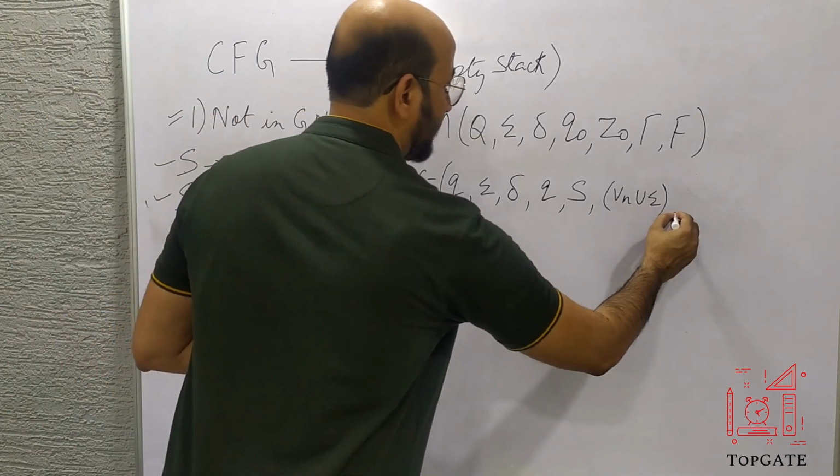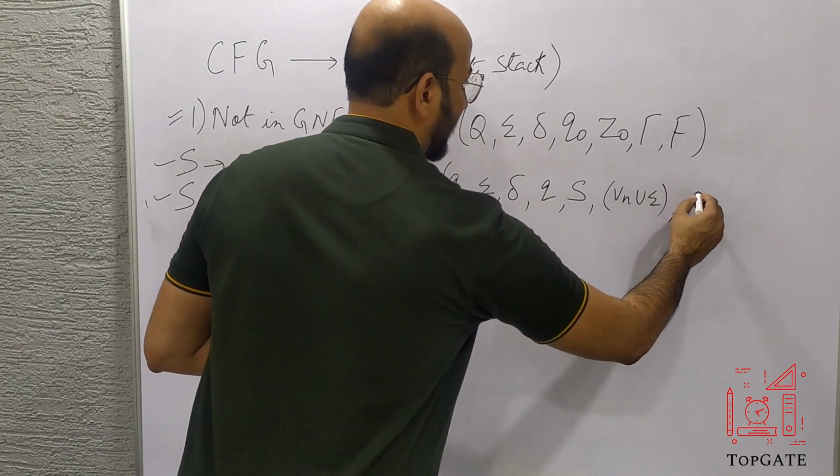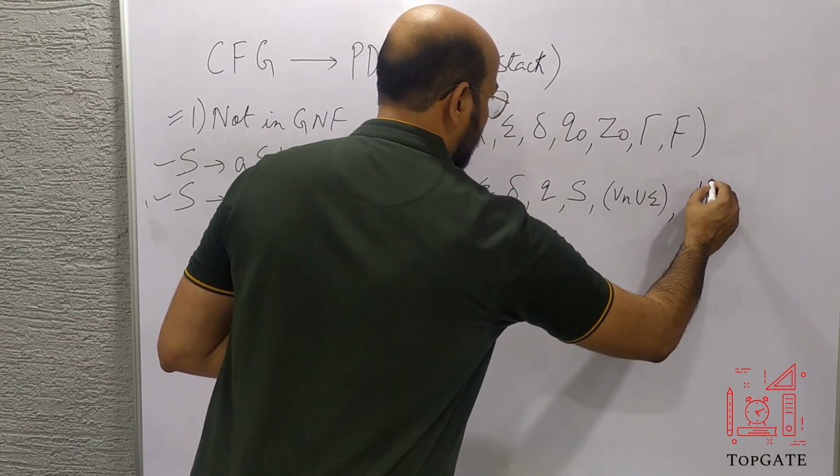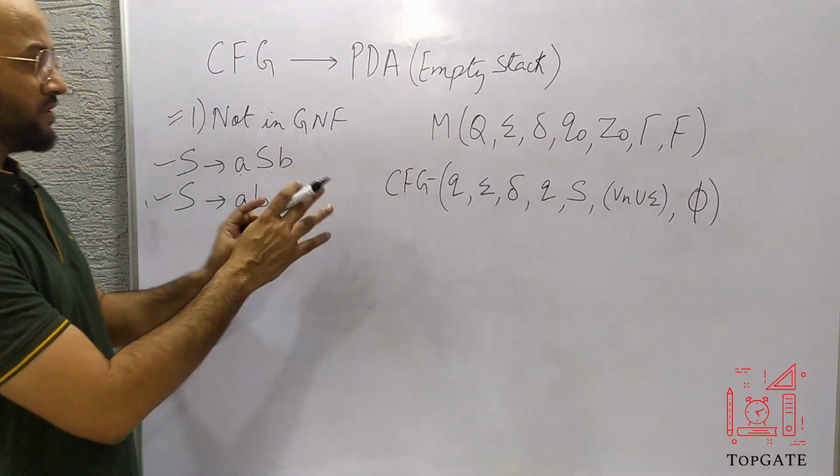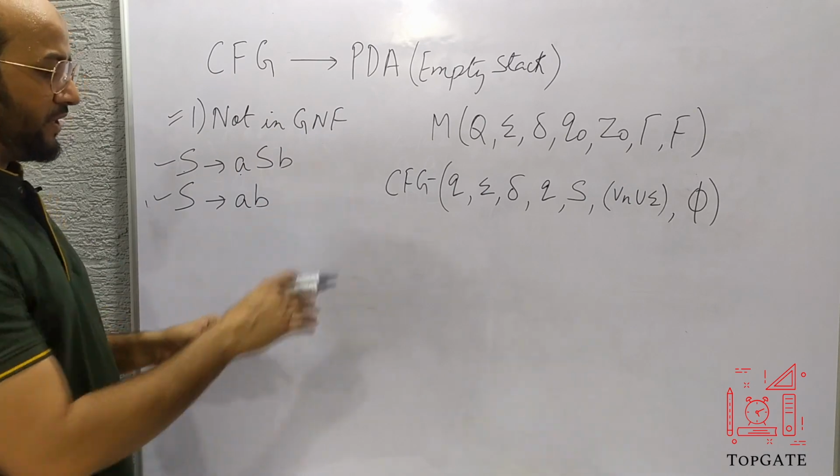And then we have a final state. We don't take a final state here, we take a phi. So we don't have any final state in this one. So we have 7 tuples. We'll discuss keeping in mind these tuples.